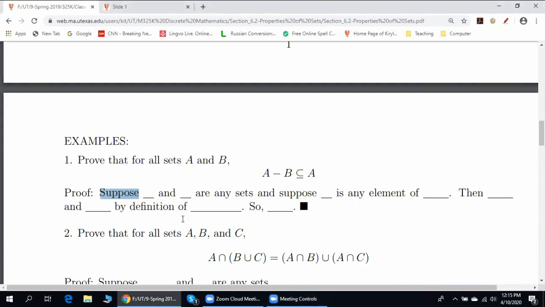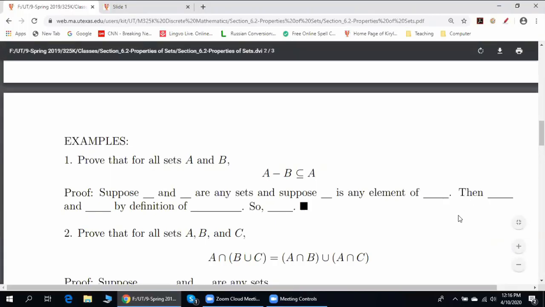Suppose what? Is it suppose A and B are any sets? Yes, suppose A and B are any sets. And then suppose X is any element of what? A minus B. We want to start with the left-hand side. Is any element of A minus B? Yes, any element of A minus B. Then what?